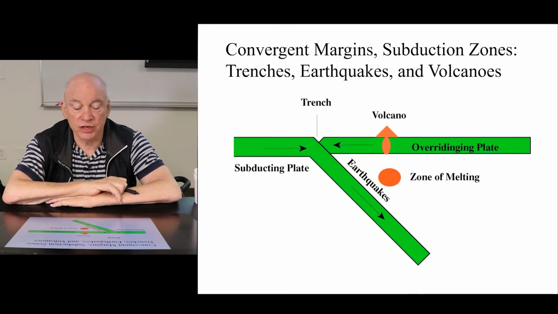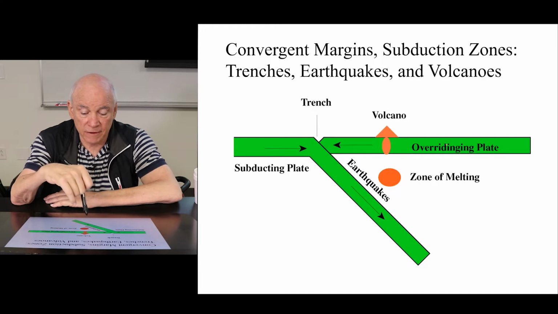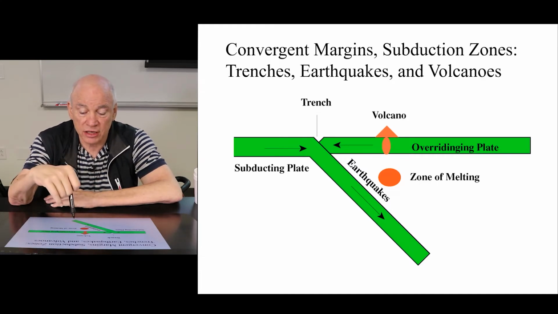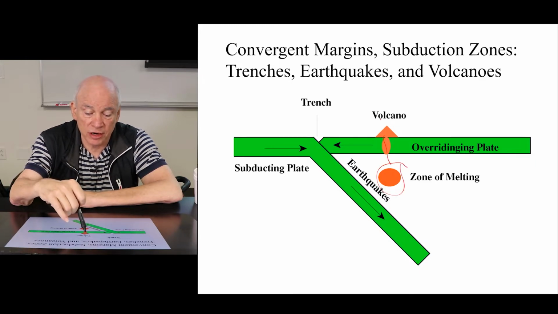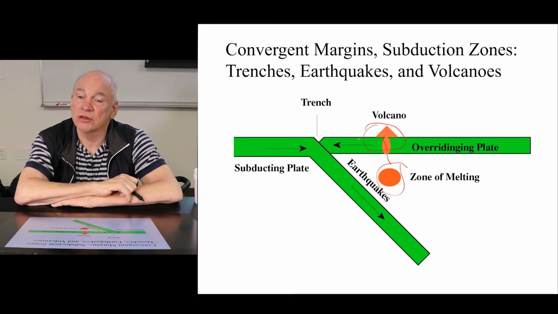Okay, here's a very simplified drawing. Here's an overriding plate, the subducting plate, and there's a bunch of earthquakes in here. We'll talk about that later, not in this lecture. A region of melting in the mantle, and then the volcanoes up here, and this is where you're going to be hoping there's some geothermal resources.